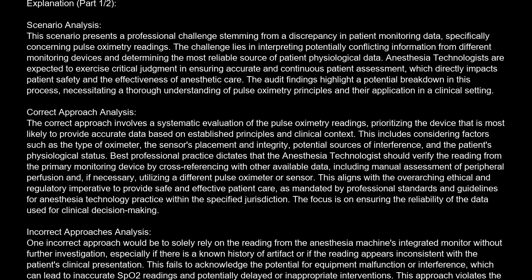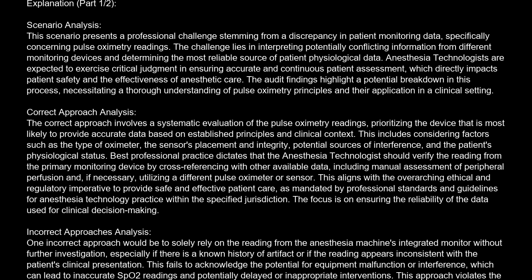Best professional practice dictates that the anesthesia technologist should verify the reading from the primary monitoring device by cross-referencing with other available data, including manual assessment of peripheral perfusion, and if necessary, utilizing a different pulse oximeter or sensor. This aligns with the overarching ethical and regulatory imperative to provide safe and effective patient care, as mandated by professional standards and guidelines for anesthesia technology practice within the specified jurisdiction. The focus is on ensuring the reliability of the data used for clinical decision-making.